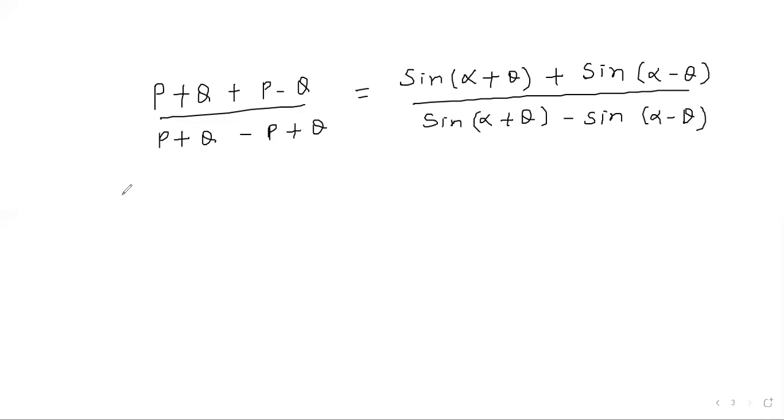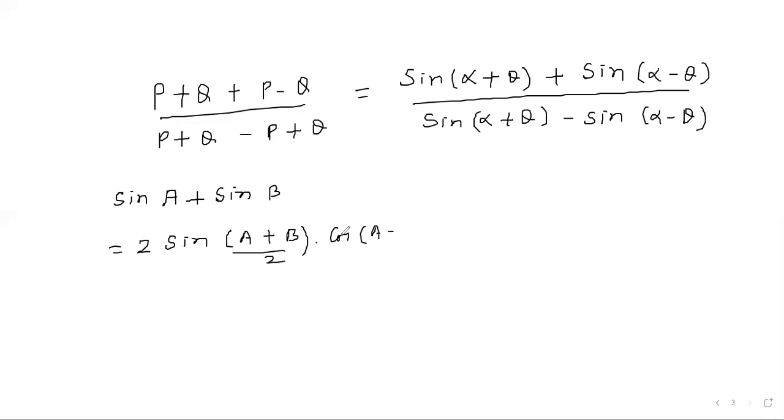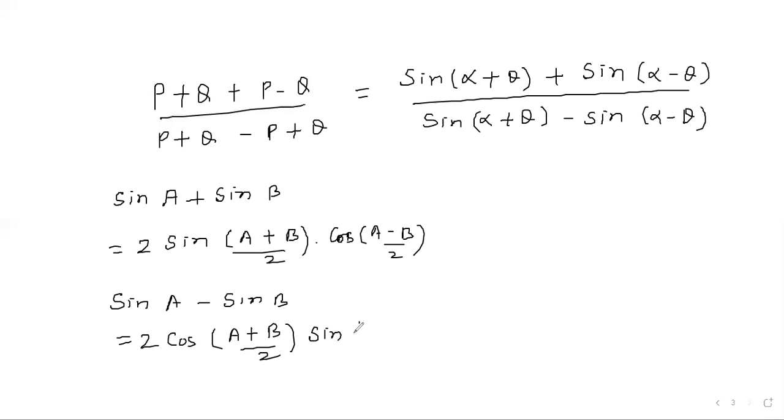If you remember the rule, sine A plus sine B gives 2 sine A plus B by 2 cos A minus B by 2, and sine A minus sine B gives 2 cos A plus B by 2 sine A minus B by 2. So we can make use of these concepts.